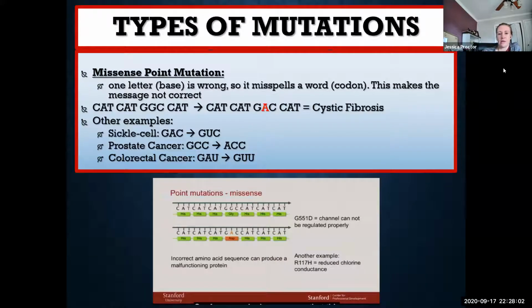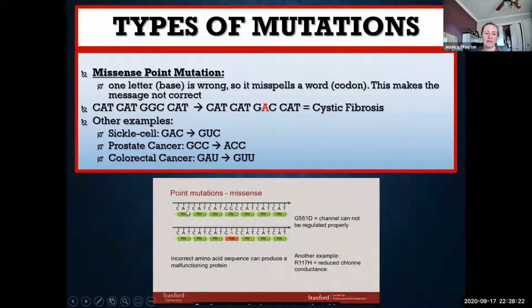All right, so missense point mutation. So a one-letter base is wrong, so it misspells a codon. Remember thinking back to protein synthesis from chapters 2 and 3. Protein synthesis, you've got this, the DNA template codes for the messenger RNA strand. And then they've got a picture of it here.